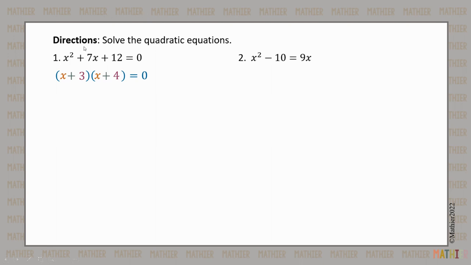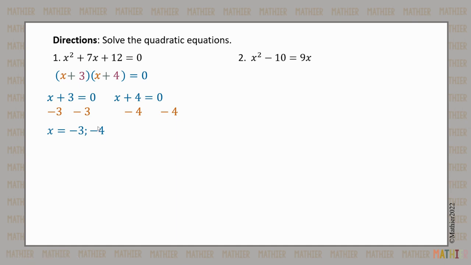So now we took this expression and wrote it as a product. So in between these two parentheses, that's multiplication right there. So if these things multiply together to equal 0, one of them must be 0. So x plus 3 equals 0 or x plus 4 equals 0. Now we have two equations, solve them separately. So this equation I would solve by subtracting 3 from both sides, and the second equation I would solve for x by subtracting 4. So our answers are x equals negative 3 and negative 4.